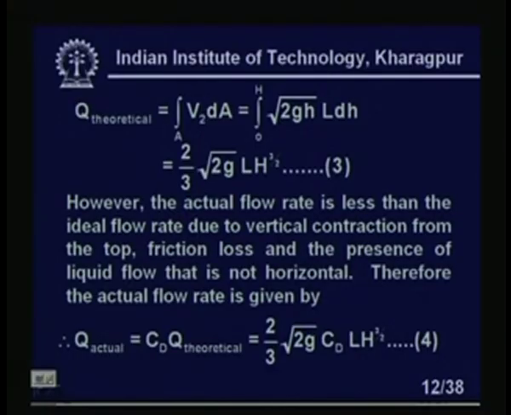However, as happens in any other flow meter, the actual flow rate is less than the ideal flow rate due to the vertical contraction from the top, the friction loss, and the presence of liquid flow that is not horizontal. Therefore, the actual flow rate is given by. The vertical contraction is a slow contraction from the top. If you look here, you see there is a slow contraction from the top. I have a weir.